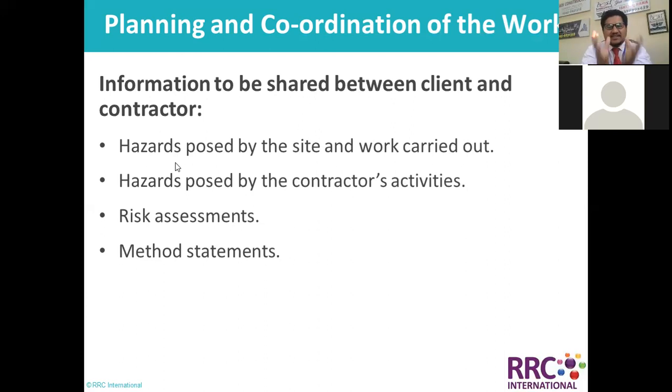So sometimes this is another challenge. Like the client's system, the contractor is not respecting it, or the contractor believes I need full support from the client because my system is not good enough. It's a very shared kind of responsibility. That is why planning and coordination are required.